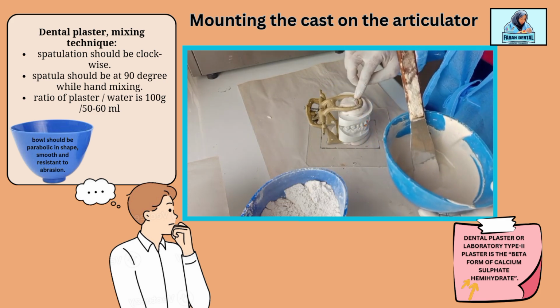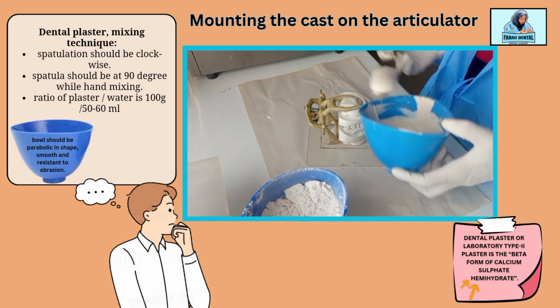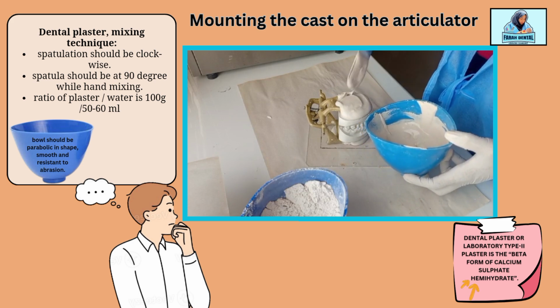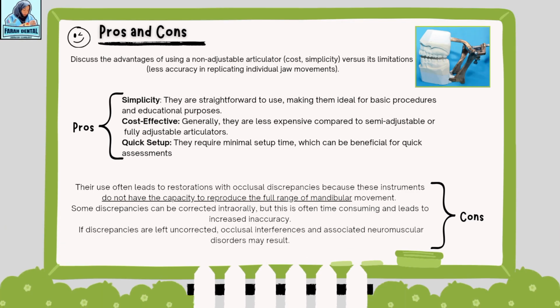The mixture should be a creamy, homogeneous mix, which is ideal for placing the plaster during articulation. We have learned a lot about the practical demonstration of articulation. Now let us discuss its advantages and disadvantages.